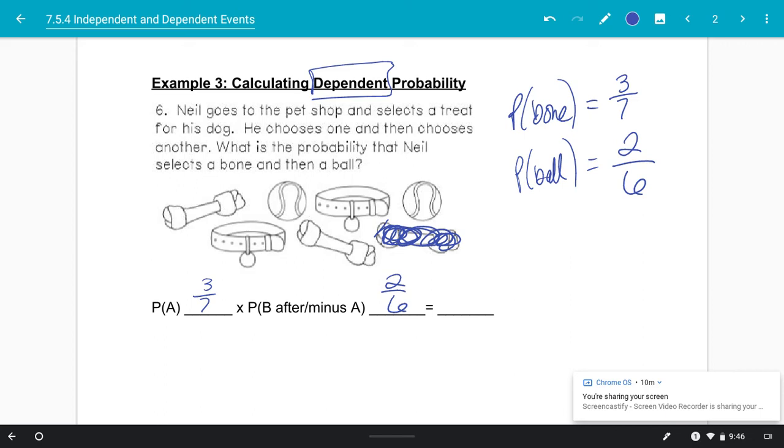So we can multiply across the top, the numerators, 3 times 2 giving us 6, multiply across the bottom, the denominator, 7 times 6 giving us 42. And we should look to see if we can simplify. These are both divisible by 6, and so we get a final answer of 1/7. So for that independent, we just multiply our 2 probabilities. For dependent, we have to think a little bit more about what's the probability on that second outcome.